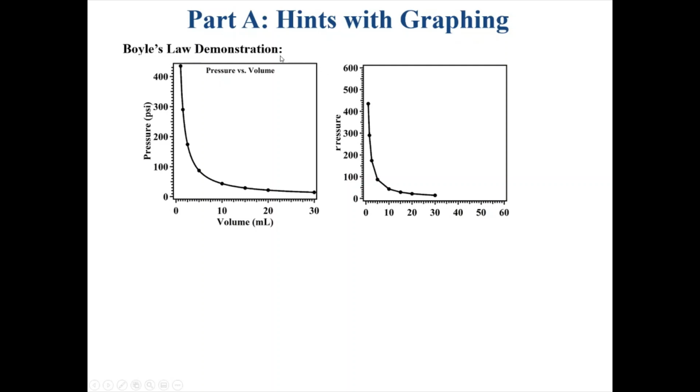So this graph on the left is what we would call a good graph. And this graph on the right is what we would call a bad graph. Okay? So let's look at what makes a graph good versus a graph that's bad. The reason why we're going over this is so that when you make your graphs, you know what things you have to do to make sure that you get full credit for your graph. So if you notice, let's just start with some of the basics.